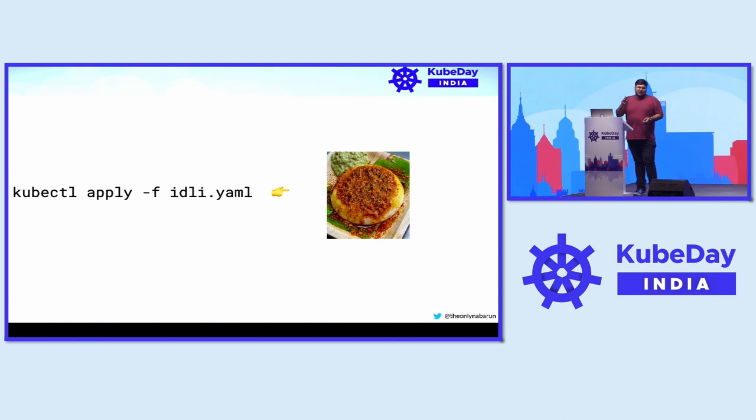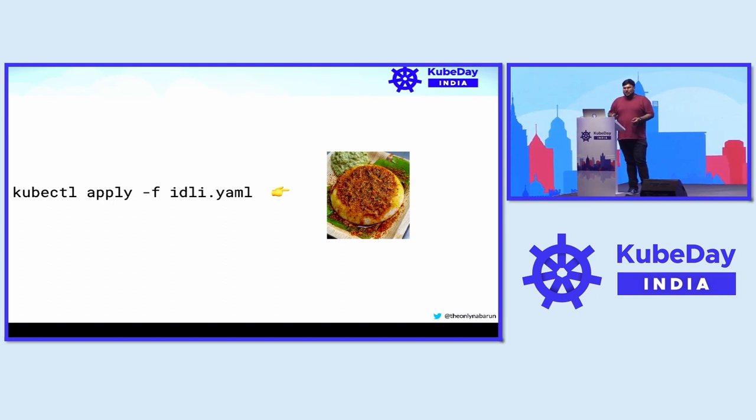Or if Rameshwaram or A2B started having an API for their orders, or maybe Swiggy started having a public endpoint, you can even start ordering food using Kubernetes.